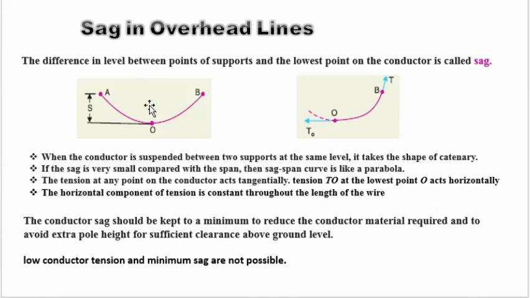In other words, if you are increasing the sag, then this point O will be nearer to the earth. But for a safety margin, you have to keep the lowest point O at a safe distance from nearby earth objects. So you have to increase the height of the tower, which will further increase the cost. Low conductor tension and minimum sag are not possible together.